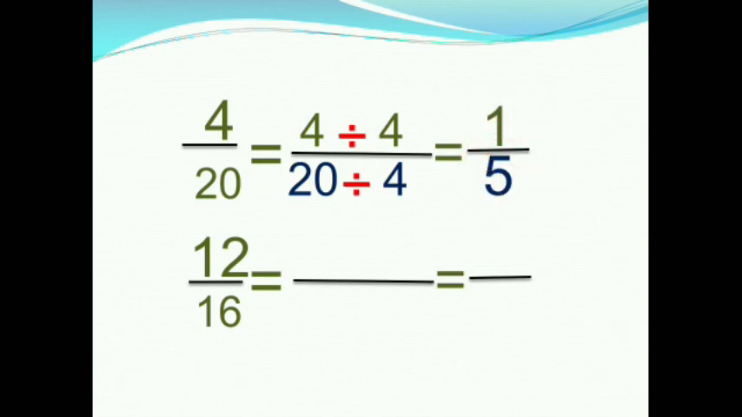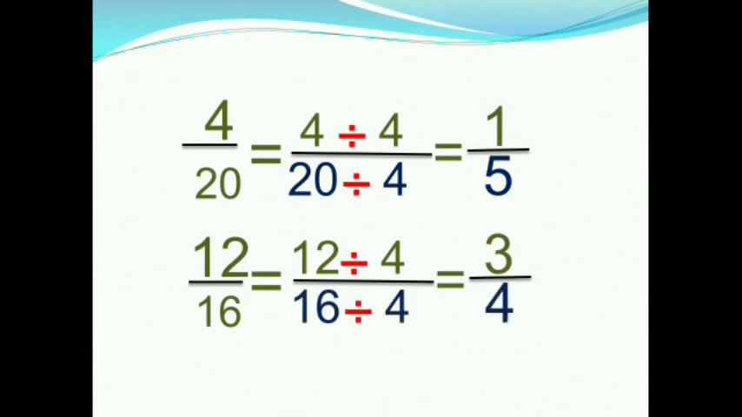Children, see the next question. 12 by 16. We should find the tables in which both the numbers are there. In which tables do we get 12 and 16? Yes, in 4 tables. So we will divide the numerator and denominator by 4. 12 divided by 4 is equal to 3. 16 divided by 4 is equal to 4. Therefore, the lowest form of 12 by 16 is 3 by 4.